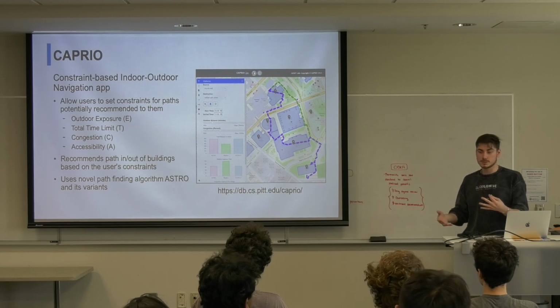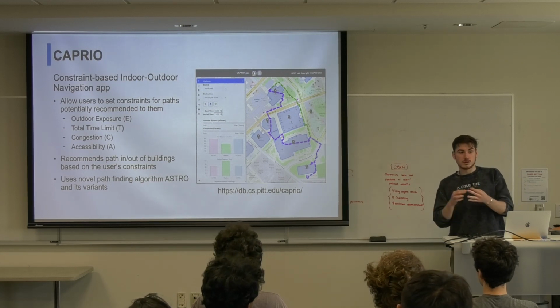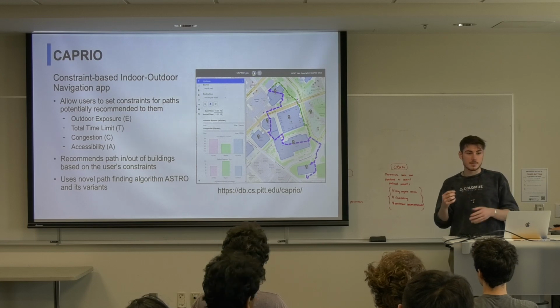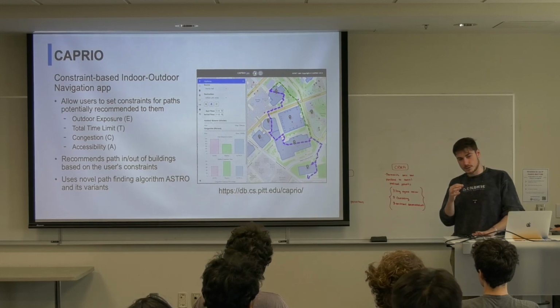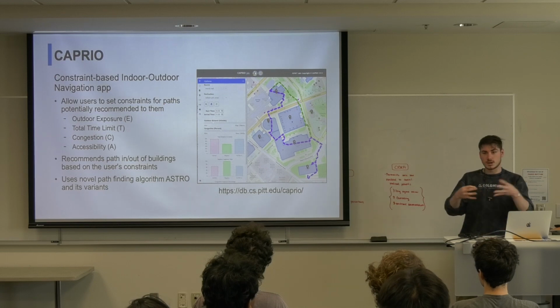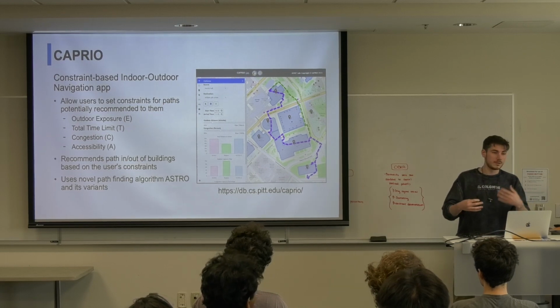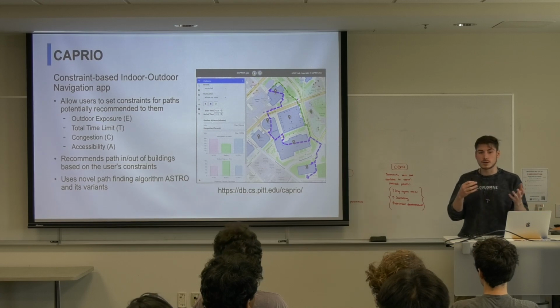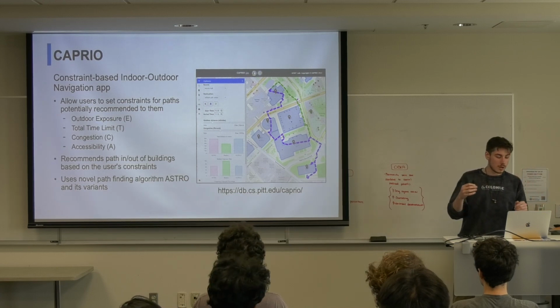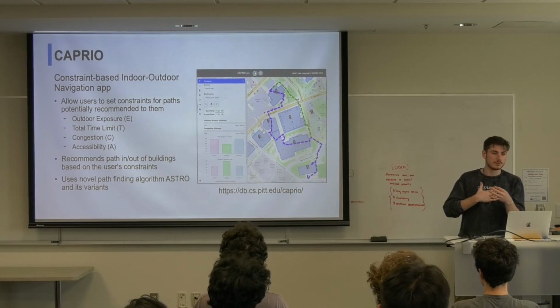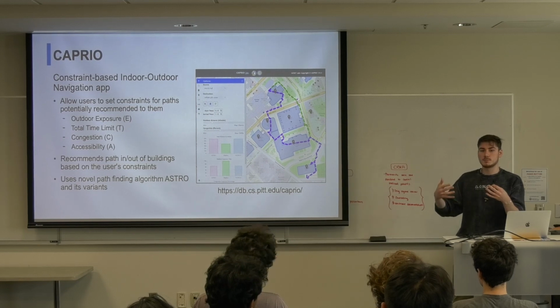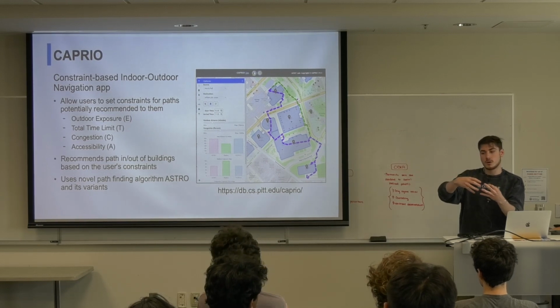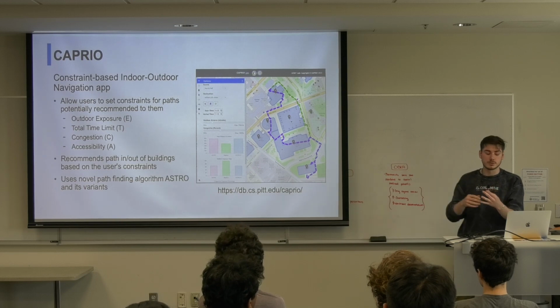Caprio is an indoor-outdoor constraint-based navigation app. Breaking that down a little bit, what constraint-based means in this context is that a user can provide some outdoor exposure constraint, how long they want to spend outdoors at any given time, a total time limit, maybe they only want to walk, let's say 20 minutes in total, or maybe something like predicted congestion. And so this would help if maybe they have some weakened immune system and they want to minimize the amount of viral exposure they're likely to experience on their journey.